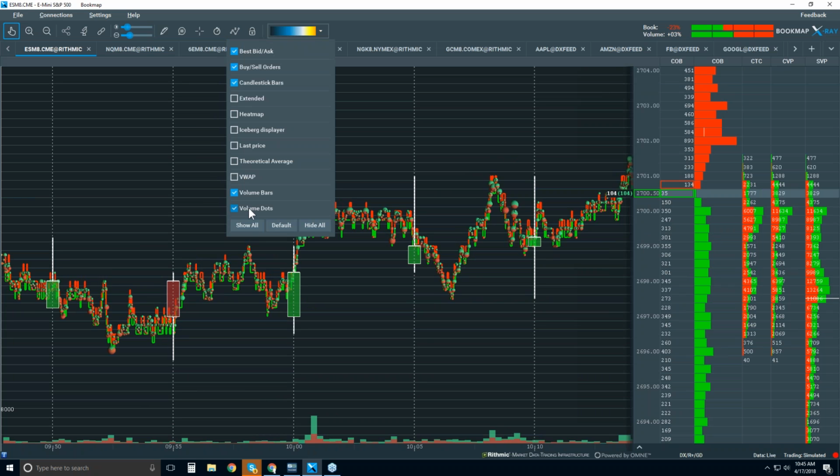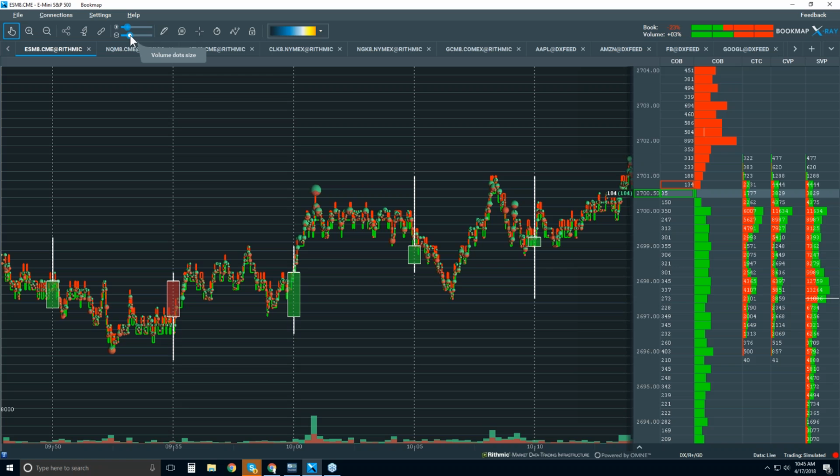Now the second element is the volume. Let me turn up the volume dots a little bit so you can see a little bit more clearly. Now here, this is utterly typical of what we look for in the order flow. On the way down here, you can see the red dots pulling this market down, some sideways action. Look at this little retest here.